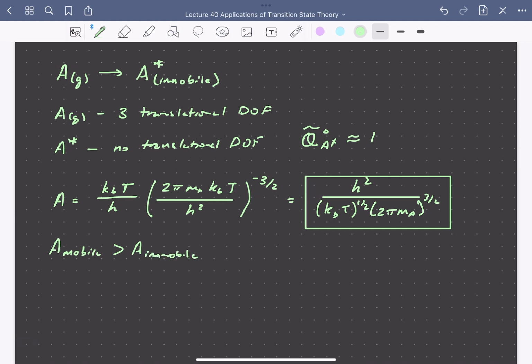We can also interpret this physically from a thermodynamic perspective, remembering that we can write the pre-exponential factor as kBT over h times the exponent of the entropy of activation divided by the gas constant R. For the immobile adsorbed species, more entropy is lost upon adsorption, so A is smaller. So these are just a few simple examples of how transition state theory can be applied to calculate elementary reaction processes.